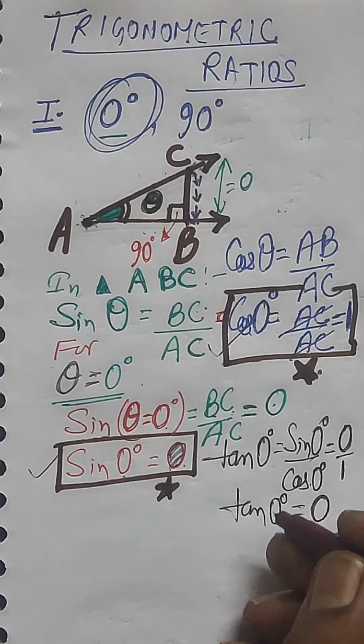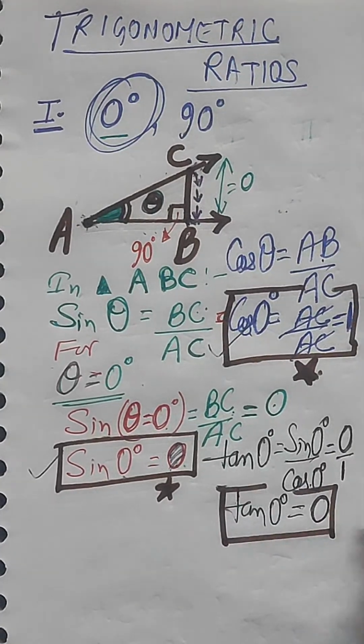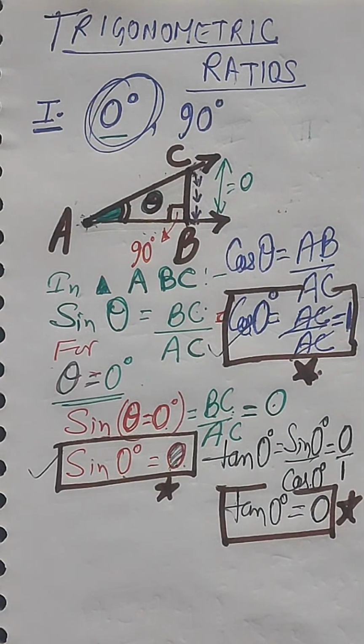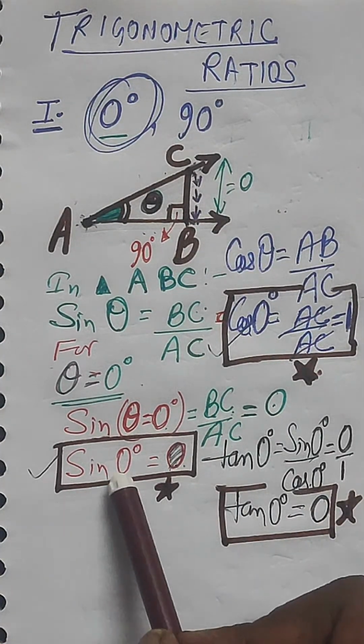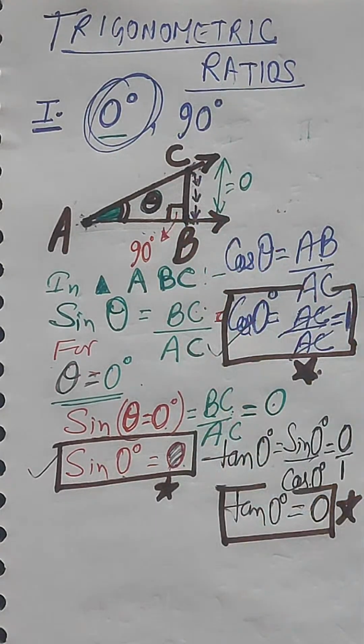So in this way we find the value of tan 0 as 0. So this is the third value. Now we find the value of sine 0, cos 0, and tan 0. Now let us find for 90 degree what will happen.